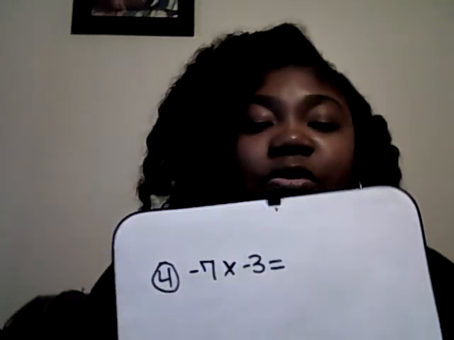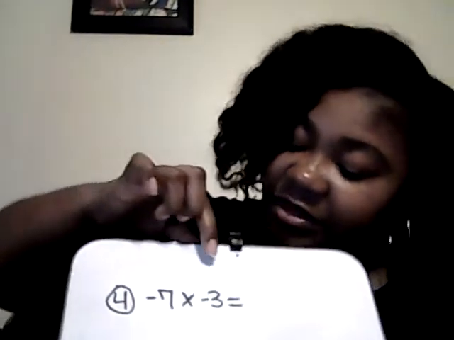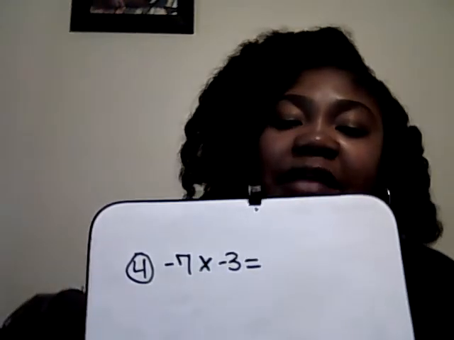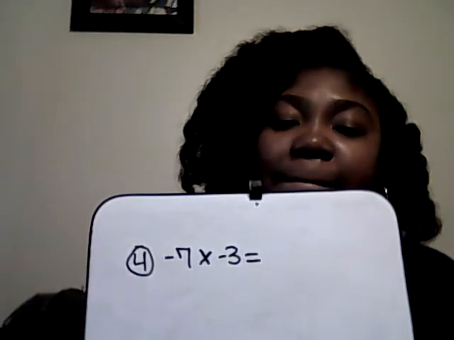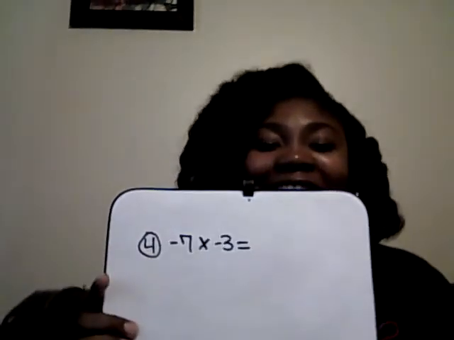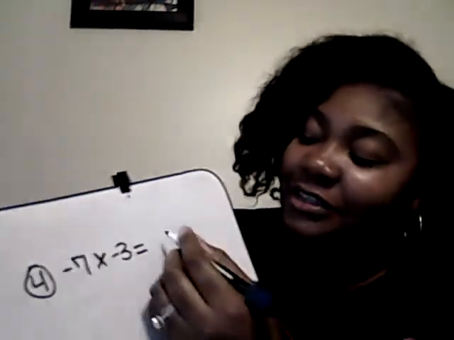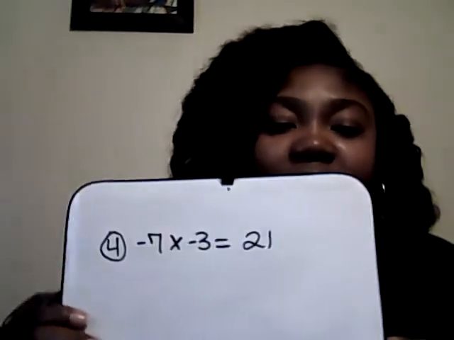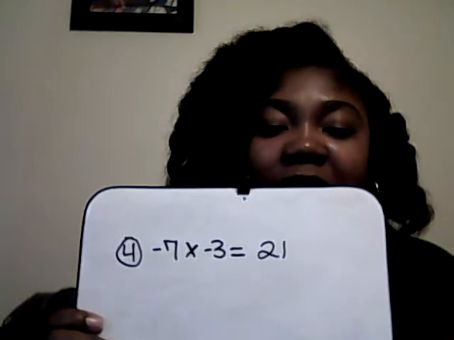All right, number 4. Okay, so now we have two negatives. We have negative 7 times a negative 3. Negative times a negative is what? Positive. All right, so now we have a positive 21. So our answer is just 21. Okay, so negative times negative is positive. All right, let's go to number 5.